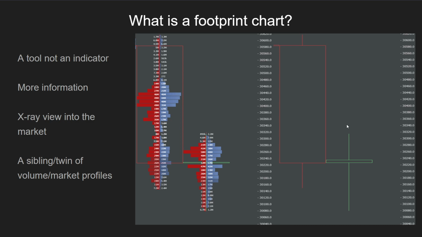What is a footprint chart? It's basically a tool, not an indicator, more information, an X-ray view into the market, and basically a sibling slash twin of the volume market profiles. Well, how does that work? Over here we see a footprint chart and over here we see a classical candlestick chart.